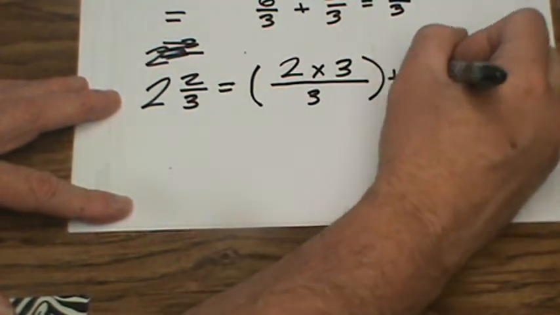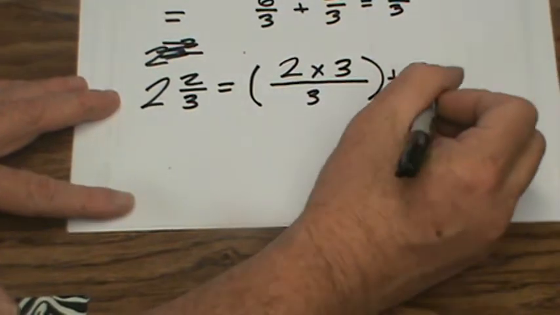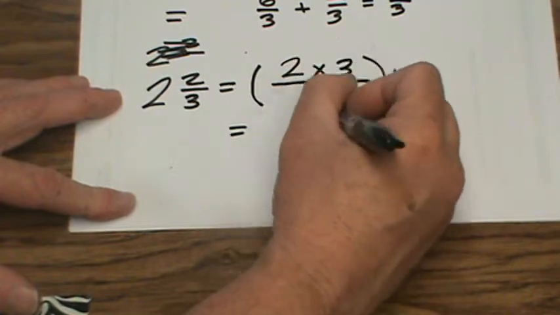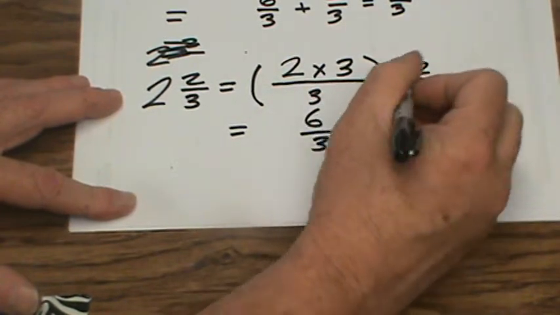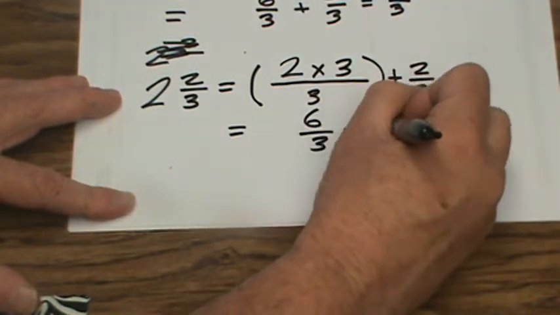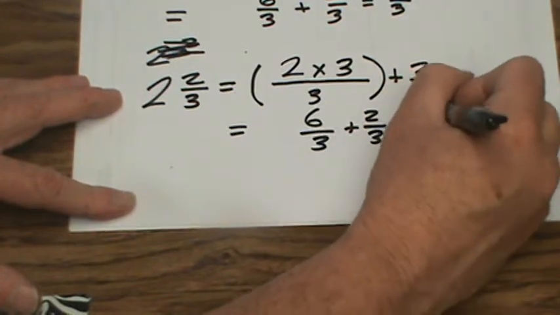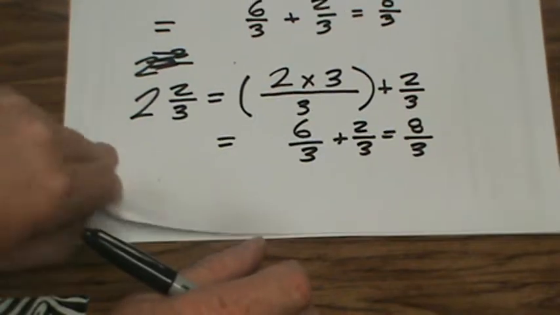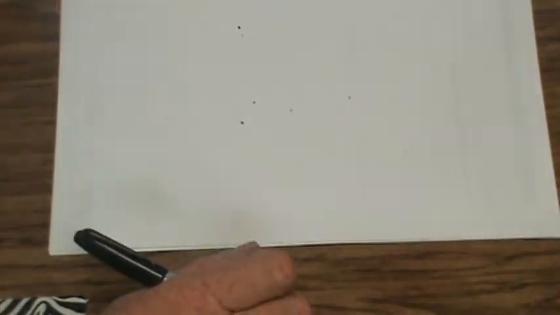plus 2 thirds. Now, what is this going to equal? Well, it will equal 2 times 3 is 6, right? So we have 6 over 3, and we still have to add on the 2 thirds. Remember, we do the parentheses first, and that is another way to get 8 thirds. Okay, now we're going to be using a little mental math to convert a mixed number into a fraction greater than 1.